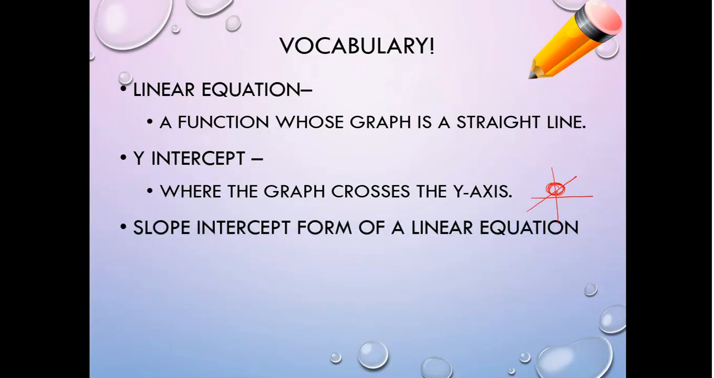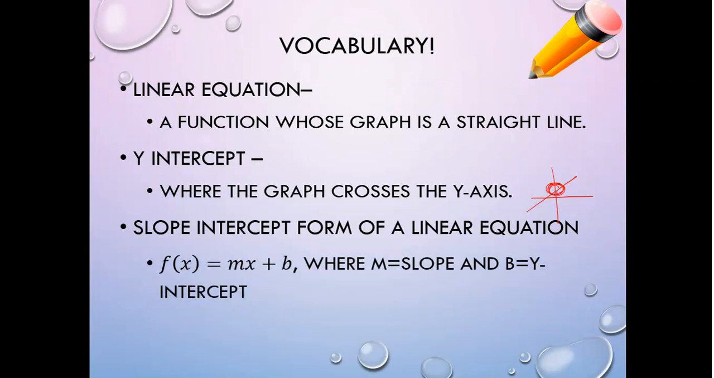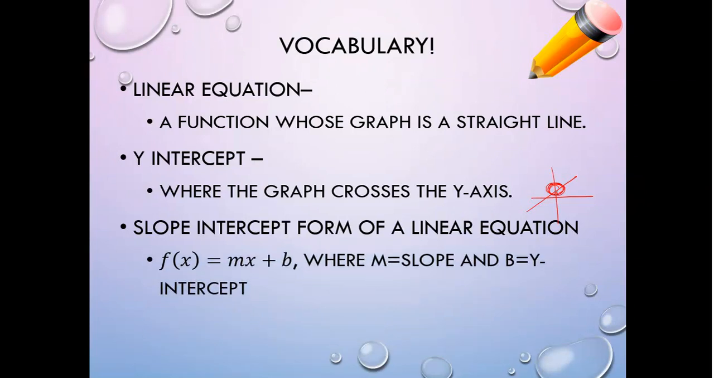And then slope-intercept form of a linear equation. You've seen it as y equals mx plus b. But since we're looking at functions now, since we're in Algebra 1, we're going to look at it as f of x equals mx plus b. But remember, f of x is just basically a fancy way for us to write y. So technically this is still y equals mx plus b. Now, your m is your slope, because slope starts with m, and b is your y-intercept. So you're going to want to keep that in mind when we're continuing doing this problem.